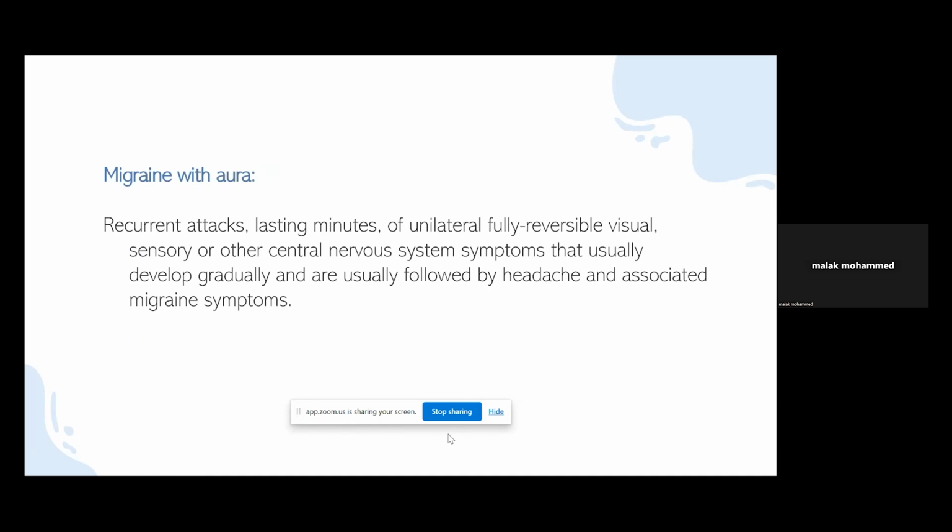For a few minutes, the patient will have some, most commonly visual or sensory or other central nervous system problems before developing the headache, which usually resolve in 5 minutes, and then the headache starts.